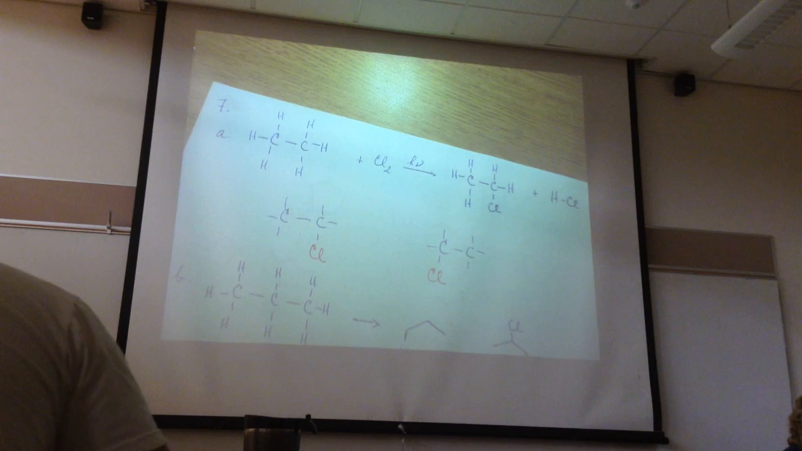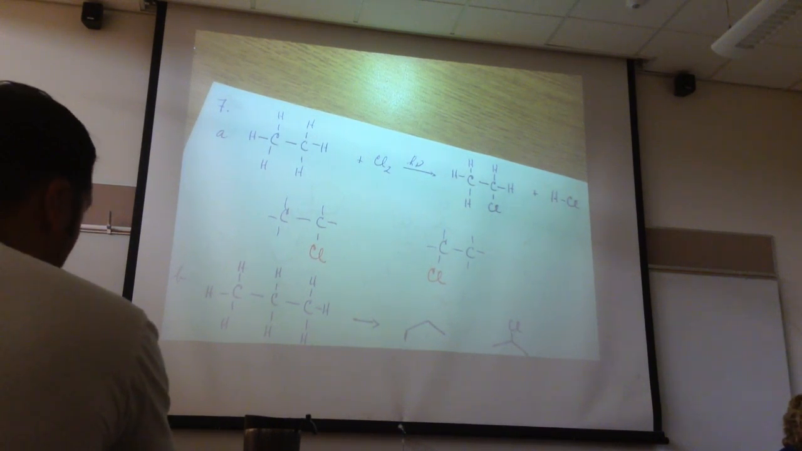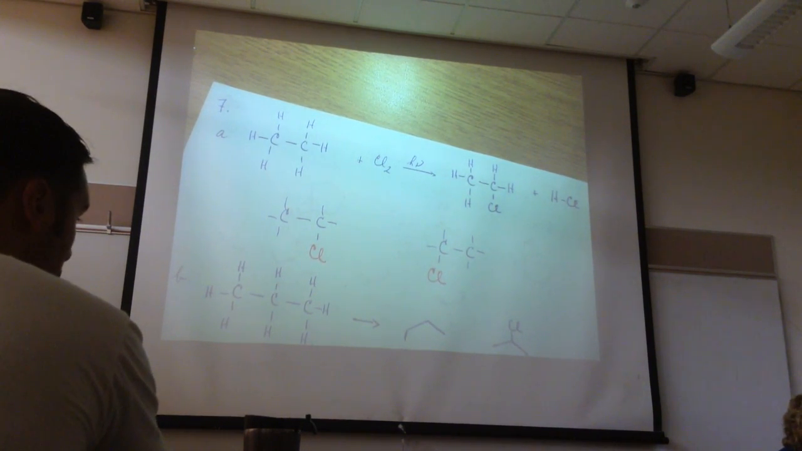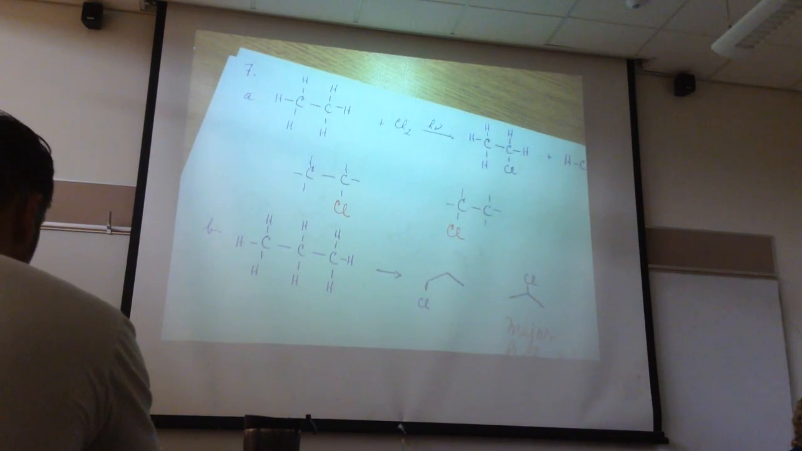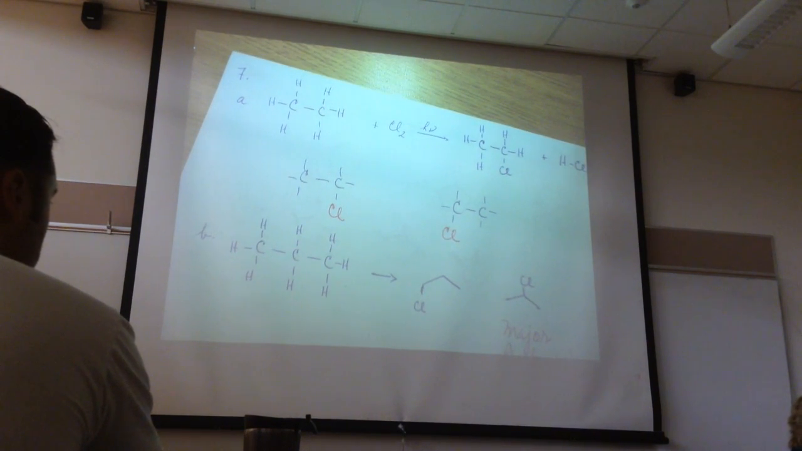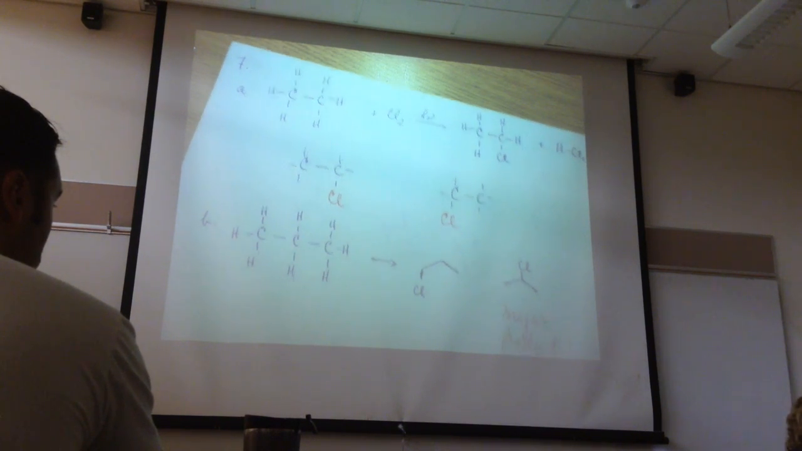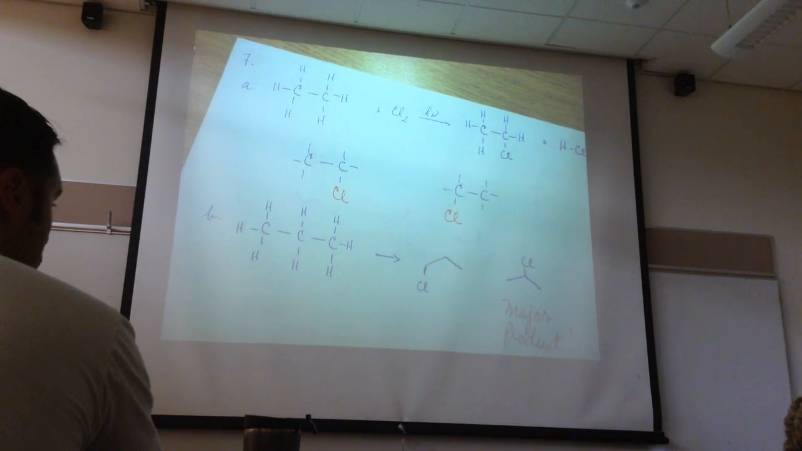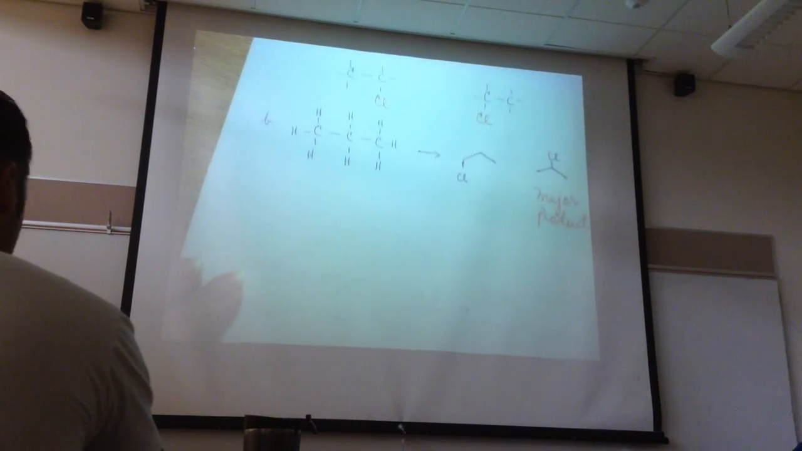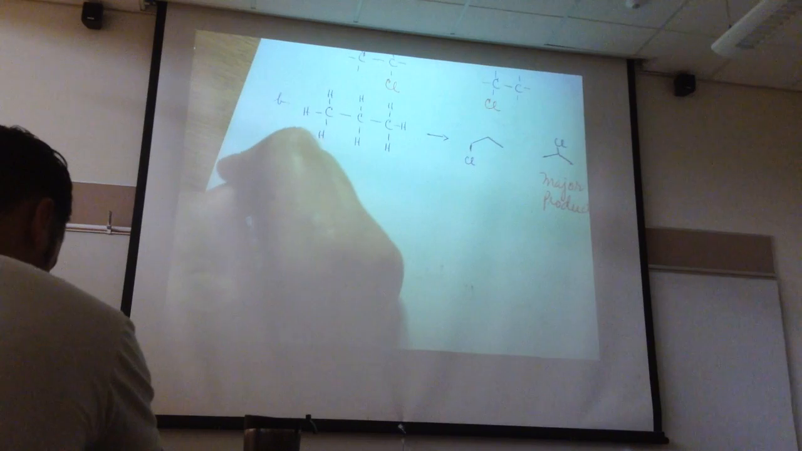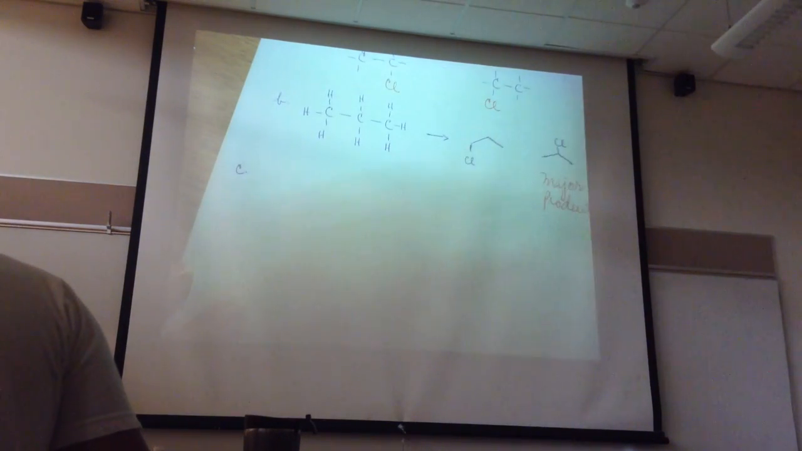One last question. Say you just say draw the products of monochloropropane. Would you want all three of the possible, or the two possibles and then the HCl? Right, if they want all the possibles, then you have to draw everything.